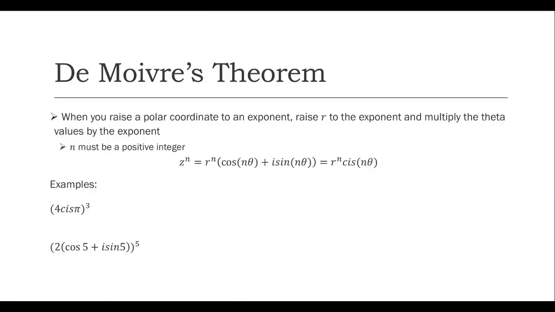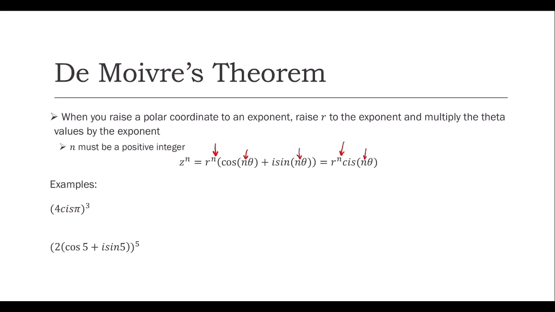So here we have de Moivre's theorem. When you raise a polar coordinate to an exponent, you raise r to that exponent and multiply the theta values by that exponent. And for that to be true, n must be a positive integer. So for z to the n, we raise our r to the n, and then we multiply our theta values by n. So then you can also have r to the n times cis n theta.